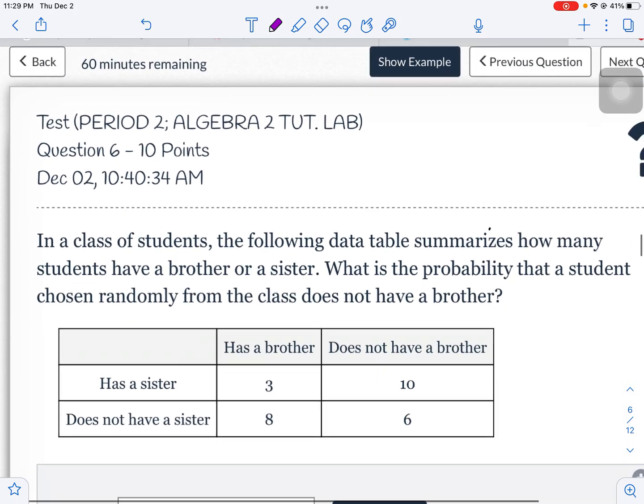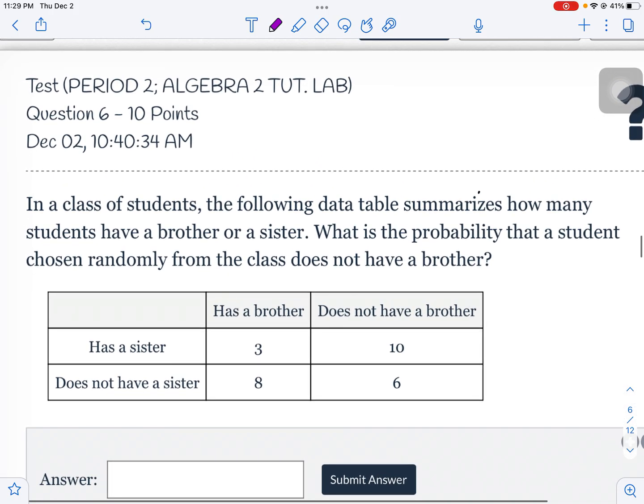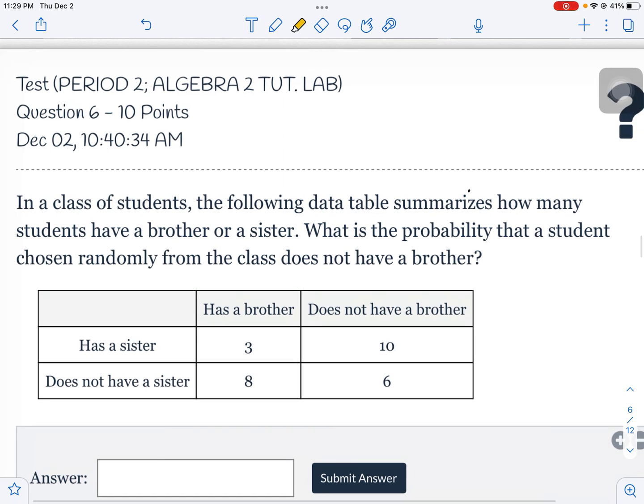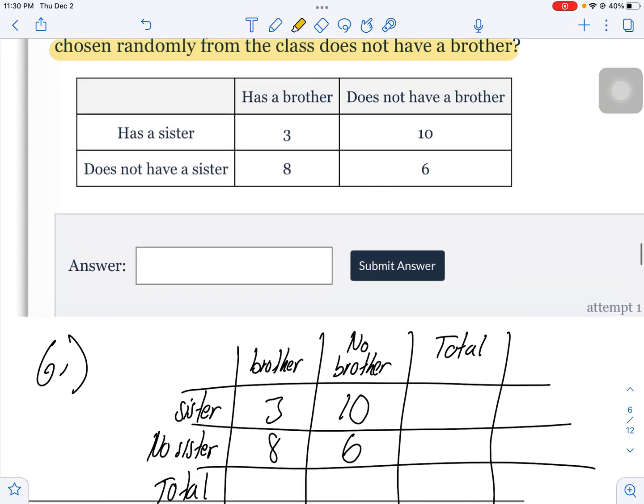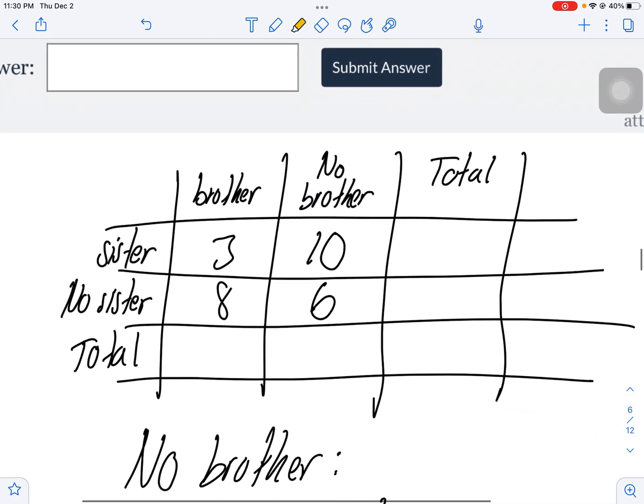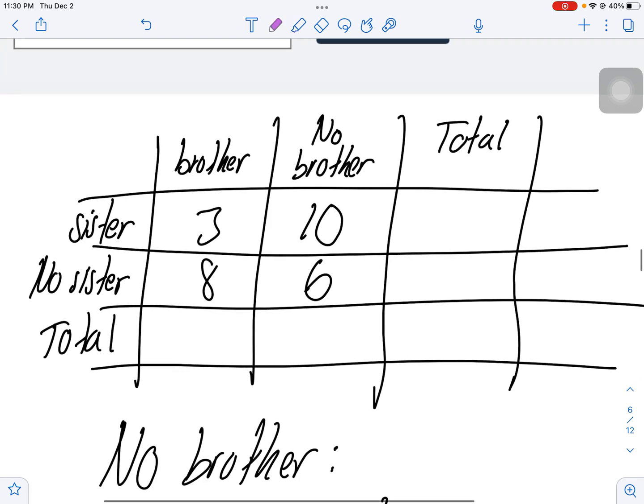All right. Number 6. Same idea. So what is the probability that a student chosen randomly from the class does not have a brother? Does not have a brother. So again, I did my table here, 4 by 4. Brother, no brother. Sister, no sister.